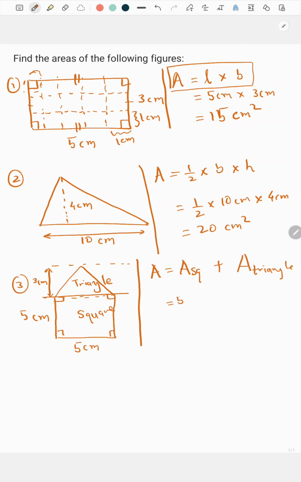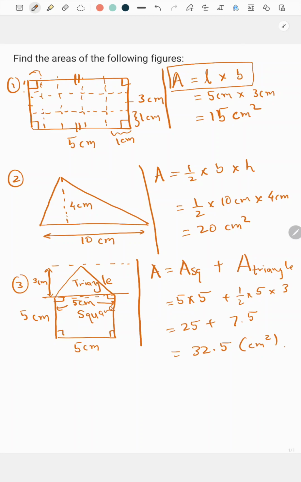which is 5 times 5. I'm going to drop the units for now. Everything is in square centimeters, so I'm going to drop the units. Plus the area of the triangle will be half times the base of this triangle, which is 5 centimeters, times the height given as 3 centimeters. So this is 25 plus 5 times 3 is 15, divided by 2 is 7.5, which is equal to 32.5 square centimeters.